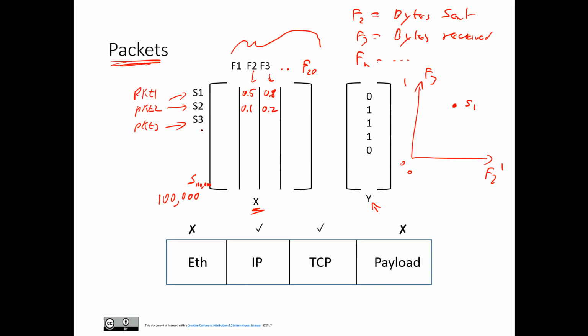If I want to plot S2, the next one, it's on the F2 axis about 0.1, so somewhere around here. And then on the F3 axis it's 0.2, so probably around there. So the point comes out to here, and that's S2. You see, that's the basic intuition. The columns become these axes, and you use these values to plot your points. So basically, every sample is a point.